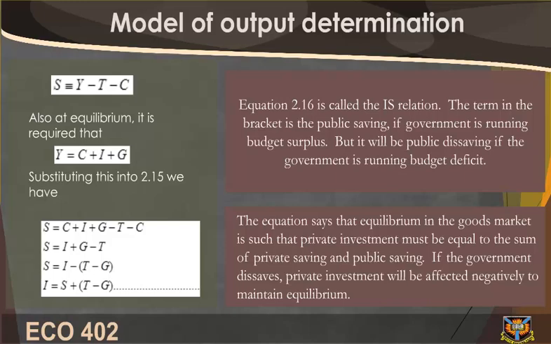The term in the bracket is the public saving if government is running a budget surplus, but it will be public dissaving if the government is running a budget deficit. The equation says that equilibrium in the goods market is such that private investment must be equal to the sum of private saving and public saving. If the government dissaves, private investment will be affected negatively to maintain equilibrium.